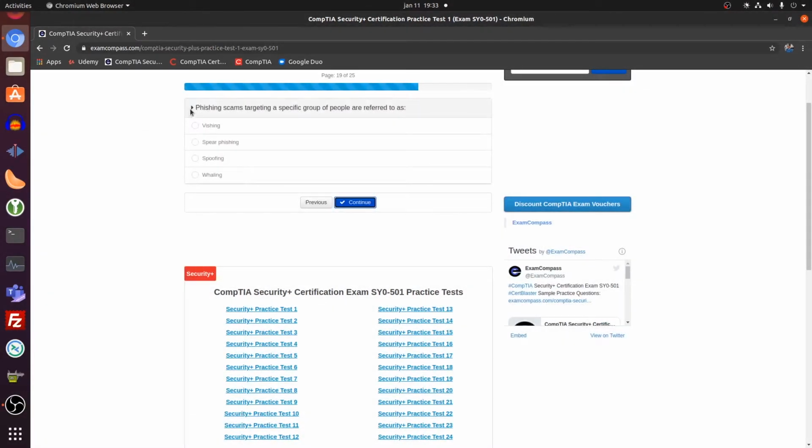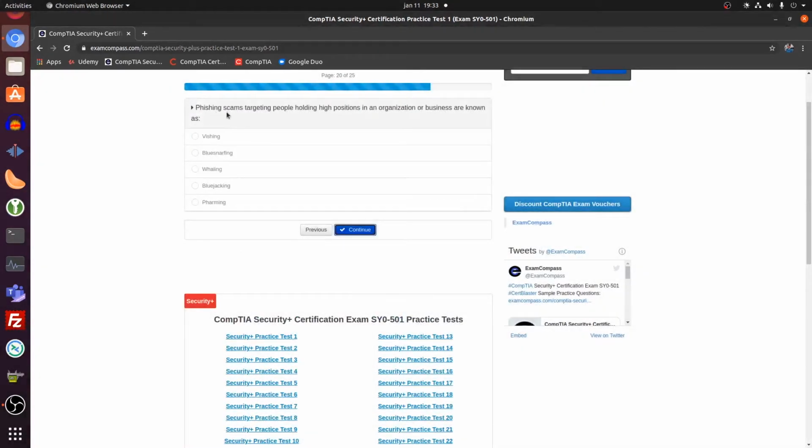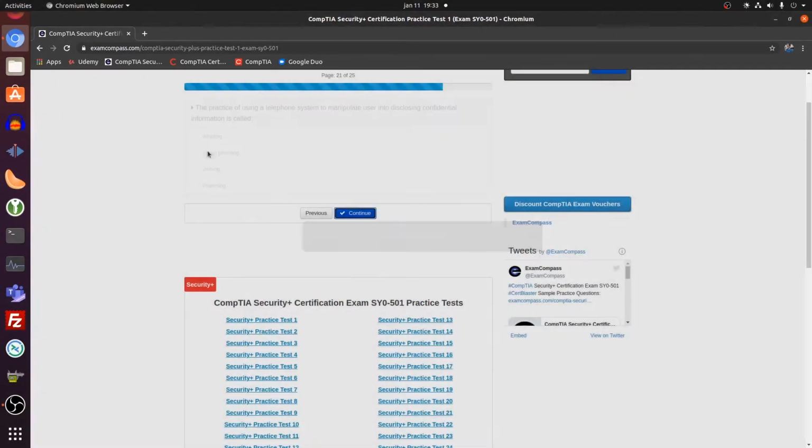Next. Phishing scams targeting people in high positions are... phishing, blue snorting, whaling, blue jacking. I think this has something to do with Bluetooth. Whaling, blue snorting, phishing, farming. I have no idea actually, but I'm very curious.